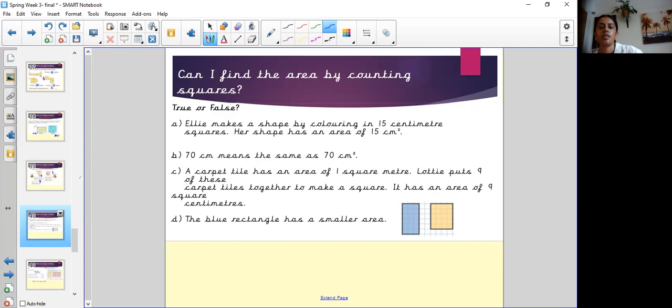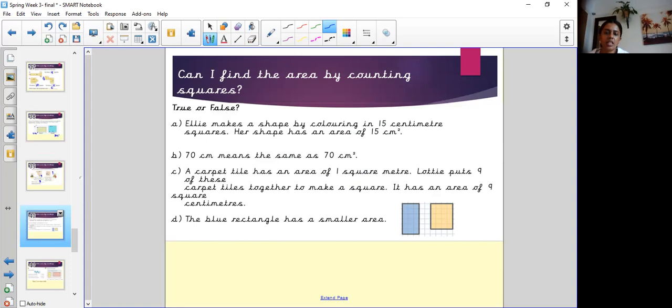It is true. B. 70 centimetres means the same as 70 centimetres squared. Is that true or false? That is false. Centimetres is the measurement and centimetres squared, with the little 2, is showing you the area, so it's different.